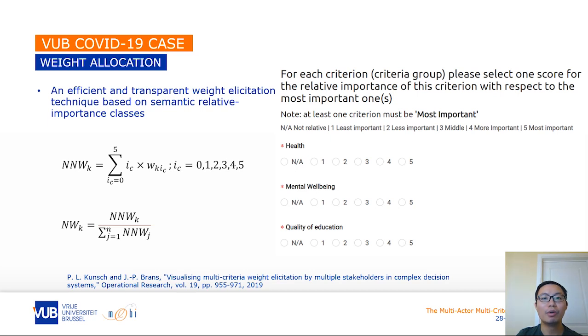Weight allocations from all stakeholders in the group are collected. Suppose there are n criteria in the criteria set of the stakeholder group. For the multiple stakeholder profiles, criterion K ranked in class IC has weight score W_K,IC, which means the proportion of the criterion percentage profiles of the class weight. By taking the arithmetic means of the importance classes, the non-normalized weight NNW of the criteria is obtained. Then the normalized weight NW of criterion K is the NNW of criterion K proportional to the NNW set.